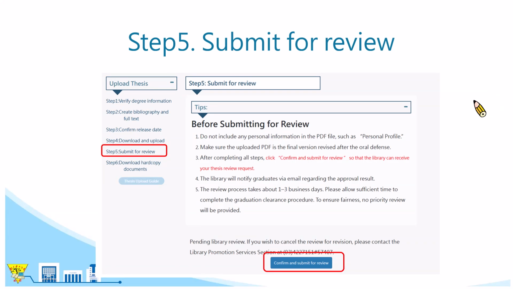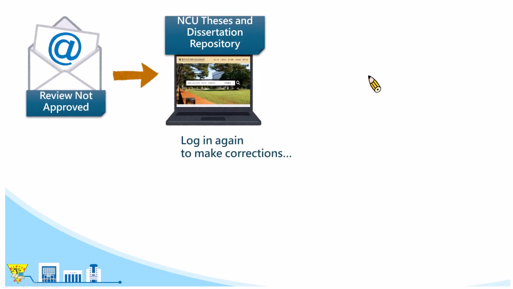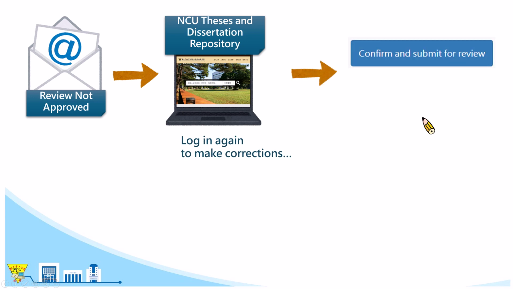The review process follows a simple loop. Once you submit, the library reviews it. If it's approved, you'll get an email. If not, you'll receive a notice explaining what needs to be corrected. You must then log back in, fix the issues, and submit for review again.